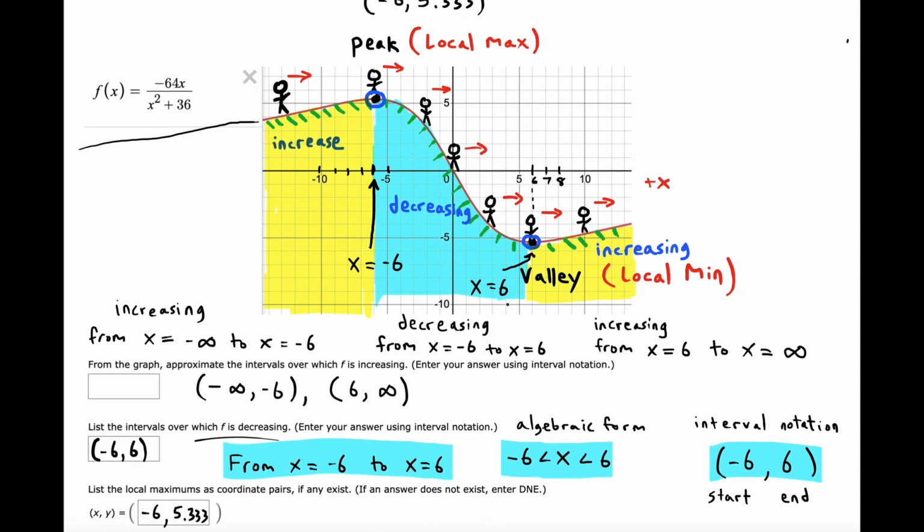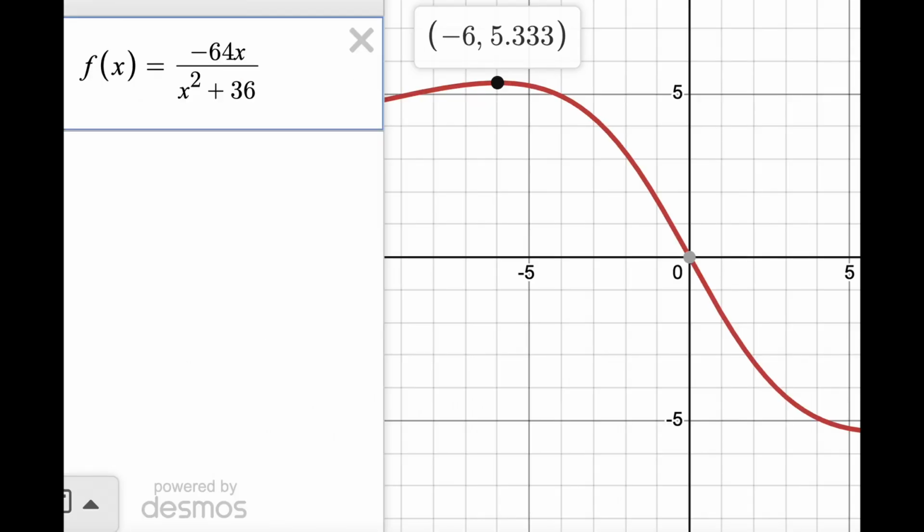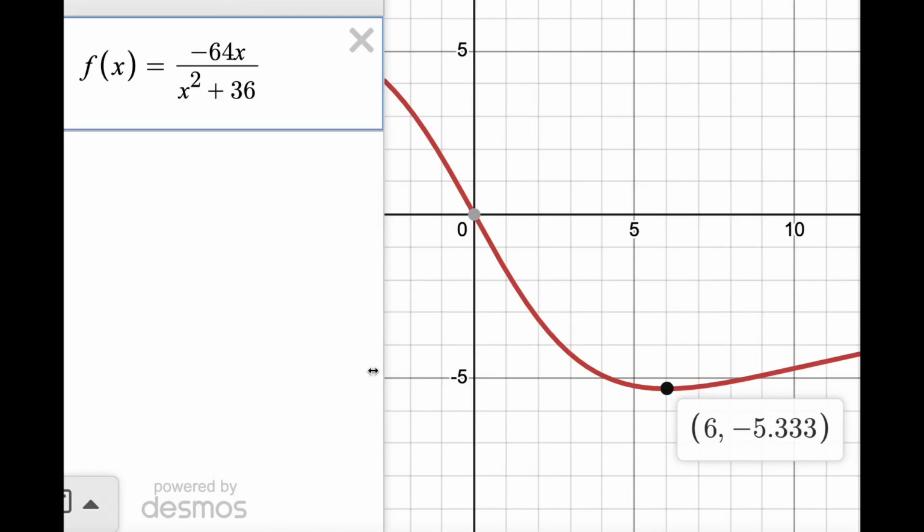And for the local min here, the valley, we see that he's located at an x of 6 and a y of -5.333.